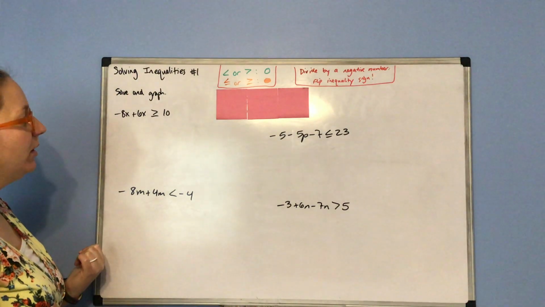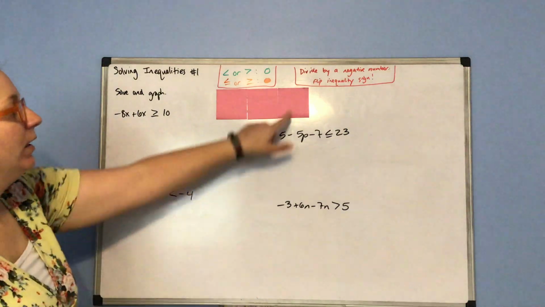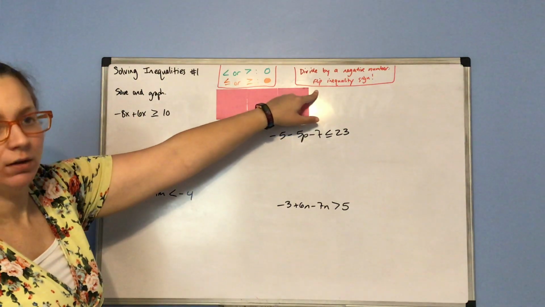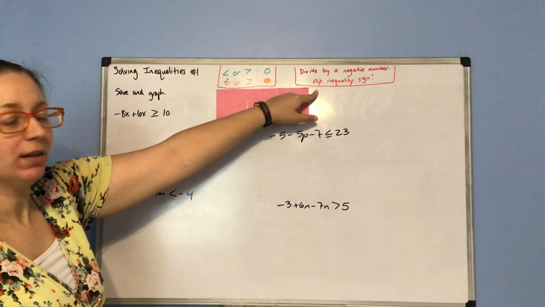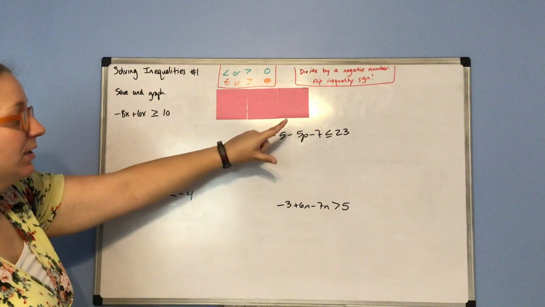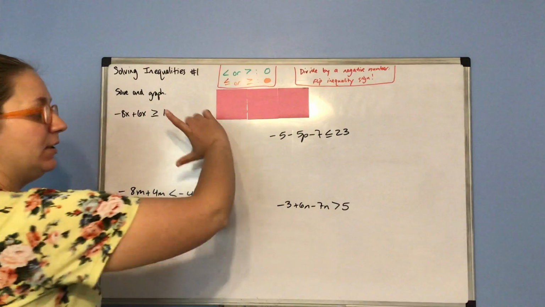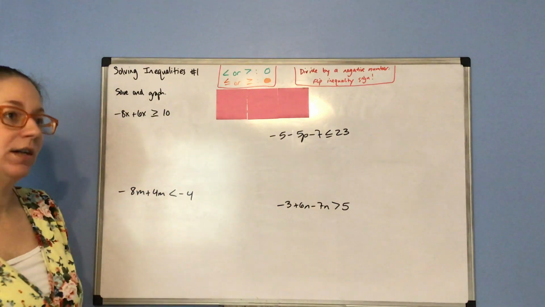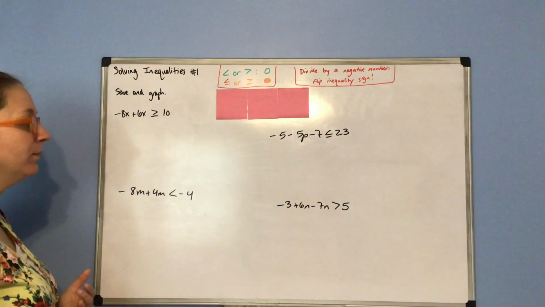The other big difference is when you go to solve, if at any point in time you divide everything by a negative number, you need to flip your inequality sign around. So if it starts as a less than, it's going to turn into a greater than, etc. I'll show you that when we get there.